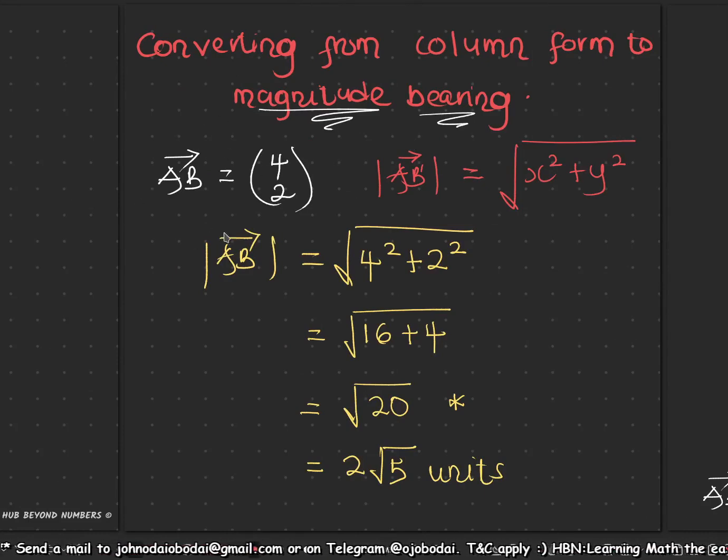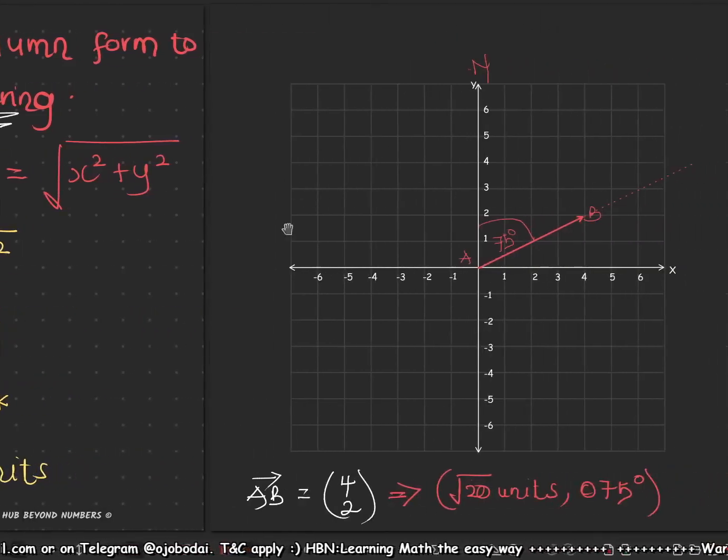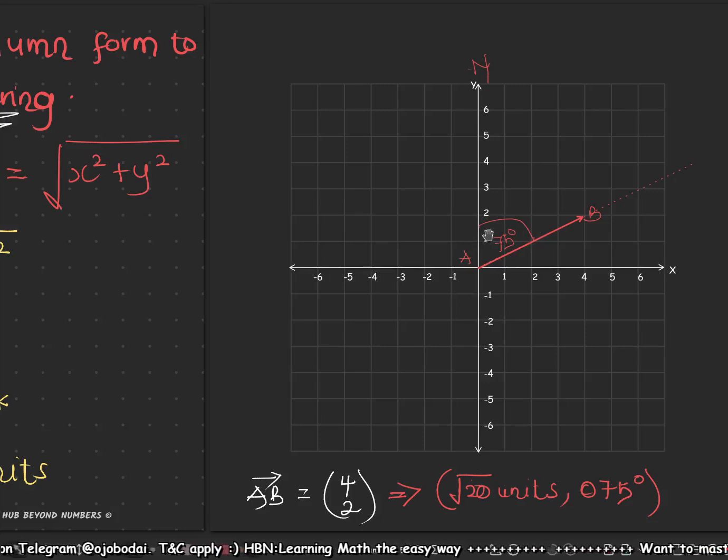You are being asked to write it in the magnitude direction form. You first of all solve for its magnitude using the formula of the magnitude of a vector. And that here gives us our magnitude. Now, if you're able to get your magnitude, then you graphically represent your vector to know the angle it makes from the north. If you're able to do that, that is all. You've gotten your magnitude and your bearing. Then you rewrite it in that form.